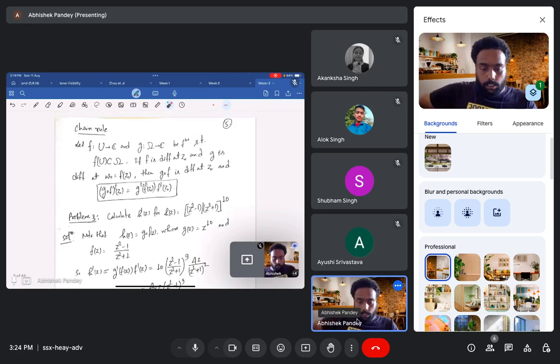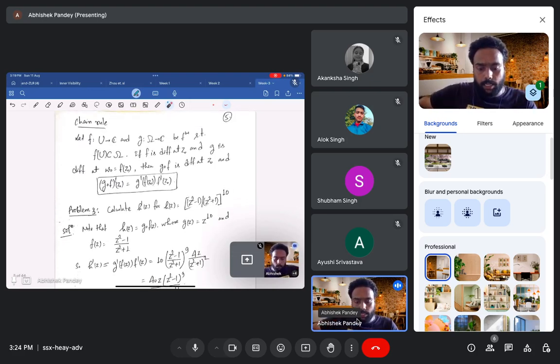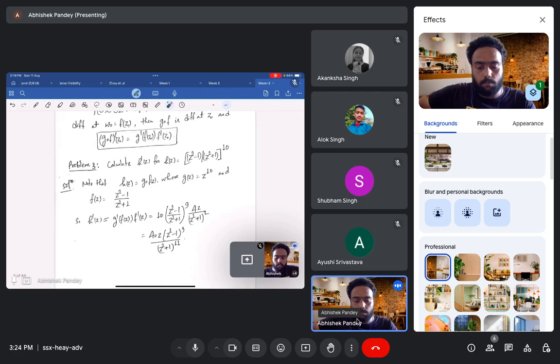Okay, so let us see the first problem. Calculate the derivative h dash z, where h of z is nothing but z square minus 1 upon z square plus 1 to the whole power 10. So note that h z is nothing but a composition of two functions g and f, where g z is z to the power 10 and f z is equal to z square minus 1 upon z square plus 1.